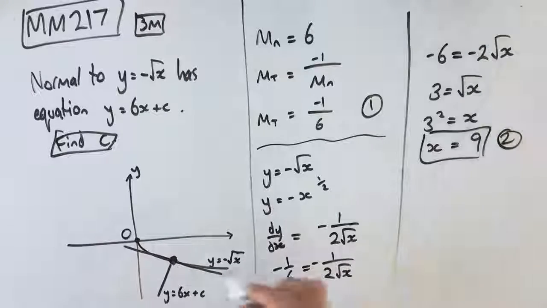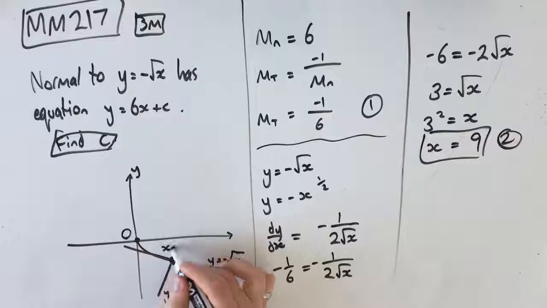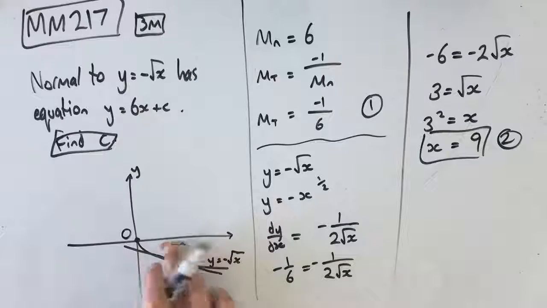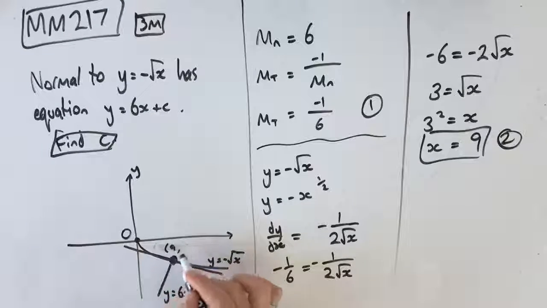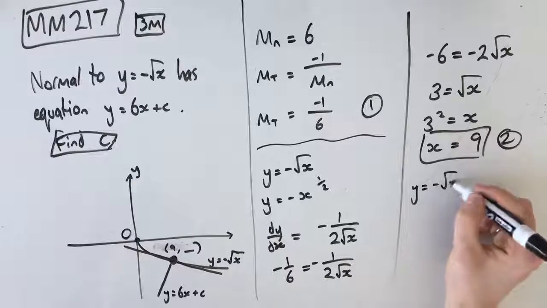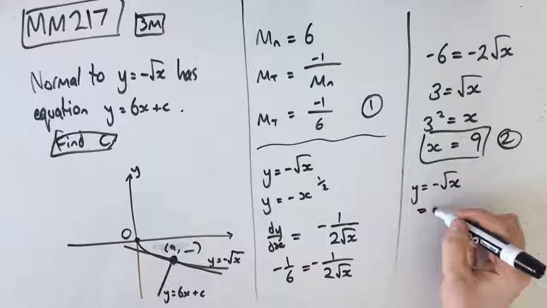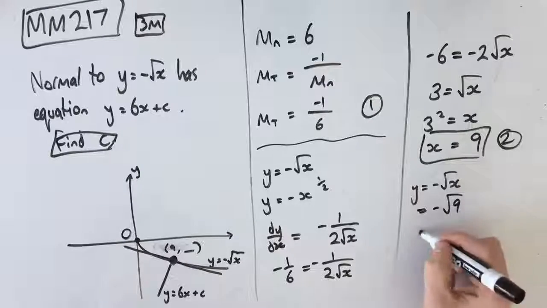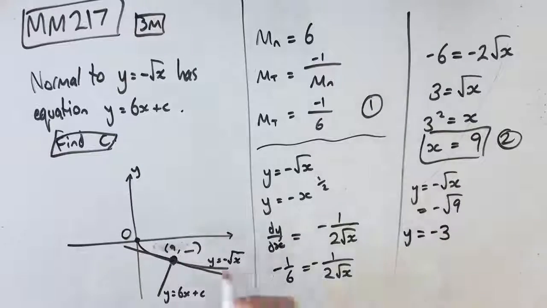So what we've just found is this point here is x equals 9. We don't know what that y value is yet, but we can find that. So the next part is finding our y value. We know that y is equal to negative root x. We know that x is equal to 9, so we can simply sub in 9 for x, which gives us -3. So this y value here is -3.